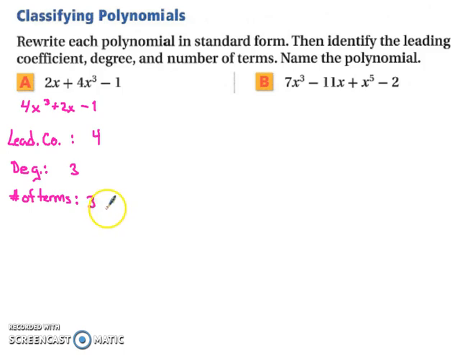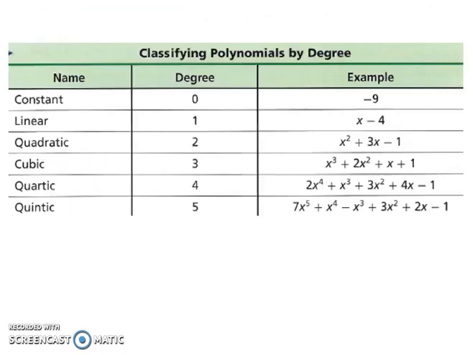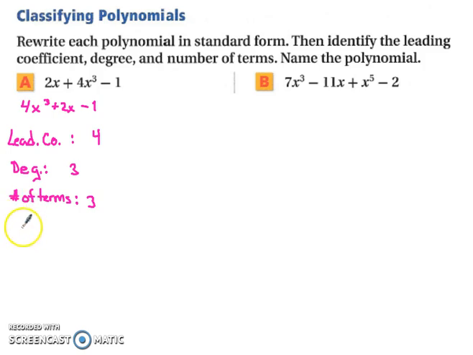So now we get to name it. So since our degree is 3, we revert back. A degree of 3 makes it cubic. So we have a cubic. And we have 3 terms, and, well, one term is a monomial, and from a previous section you should know that 2 terms is a binomial, and 3 terms would be a trinomial. So it's a cubic trinomial.